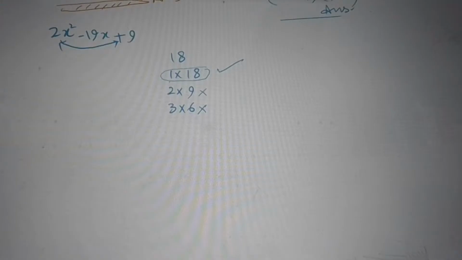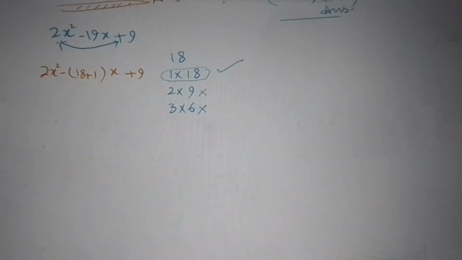We select this pair and look how we apply it, like this: 2x square minus 19, which can be written as 18 plus 1, okay, 1 plus 18 or 18 plus 1, plus 9. So see that it is 2x square, minus 19x, plus 9. The only thing we differ in from the previous step is we have broken 19 into the 18 plus 1 form. After that we expand the bracket: 2x square minus 18x minus x plus 9.